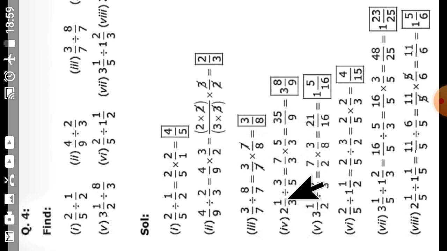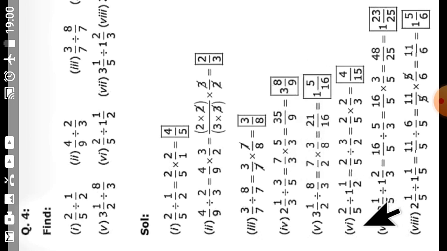2 integer 1 upon 3 divided by 3 upon 5 equals, 3 twos are 6, 6 plus 1 is 7 upon 3. So 7 upon 3 into 3 upon 5 will become 5 upon 3. So 7 upon 3 into 5 upon 3 equals 7 fives are 35 upon 3 threes are 9, equals 35 upon 9. Divide 35 by 9. It will be 3 integer 8 upon 9.